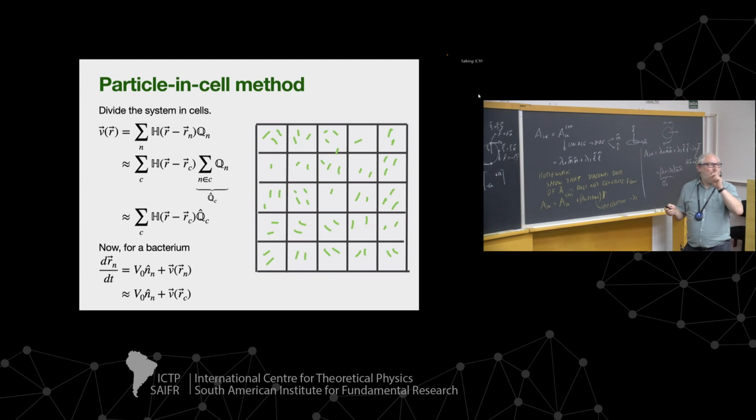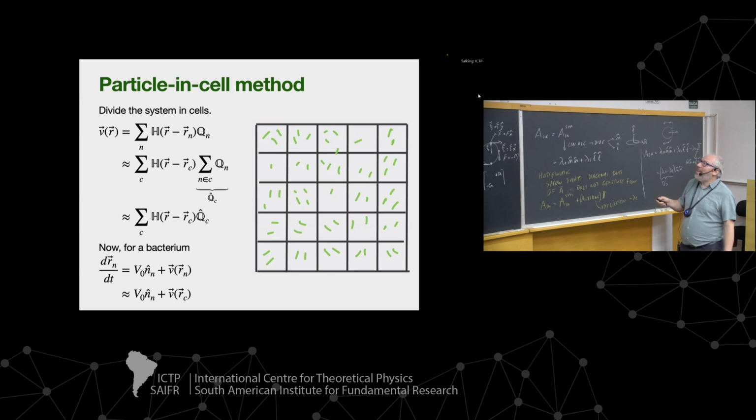And I'm going to make an approximation. Instead of saying that the position of each swimmer is its real position, I'm going to say that each swimmer is located in a cell, and instead of being there, it is at the center of the cell. So you replace every position of the bacteria by the position of the cell that they belong to. Being that the case, I can separate this sum into two sums. You sum over all cells, and you sum over all bacteria that are inside the cell.